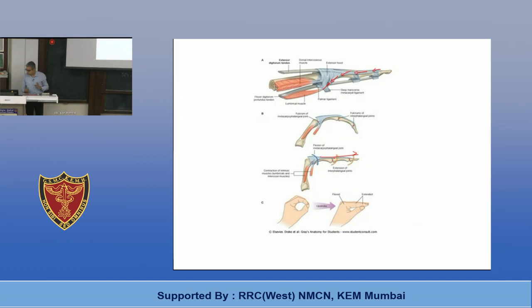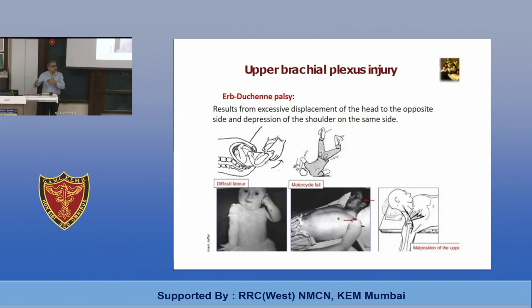Okay, so this is the action. Now we'll come to the next thing. Now we'll start one by one, and then we'll understand when the nerve supply comes to the hand, because only then can we understand what deformity happens.